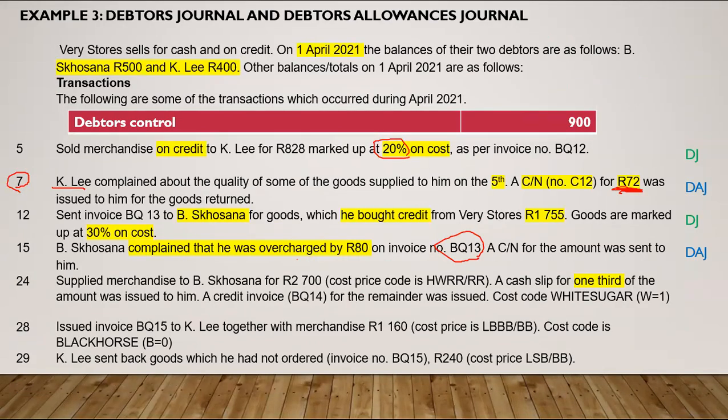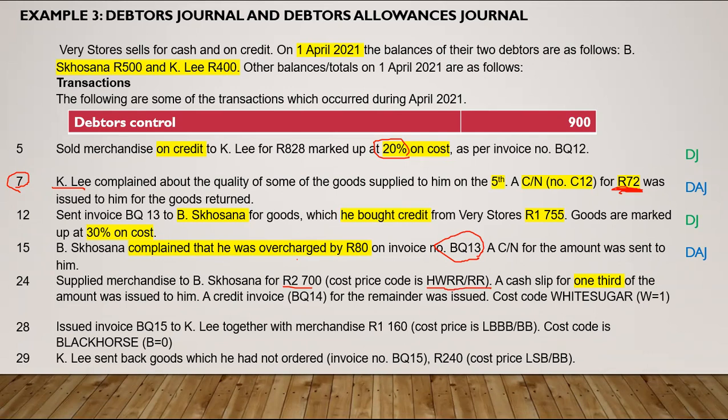All right, let's move to the next one. On the 24th, it says that we supplied merchandise to Beast Kosana for 2,700. So we sold goods to Beast Kosana for 2,700, and the cost price of those goods was that.